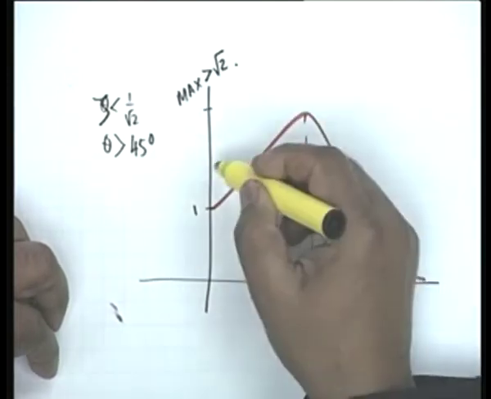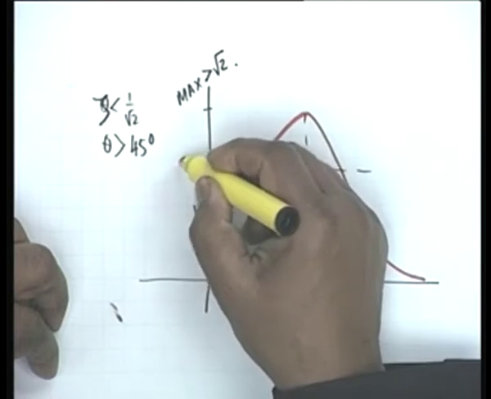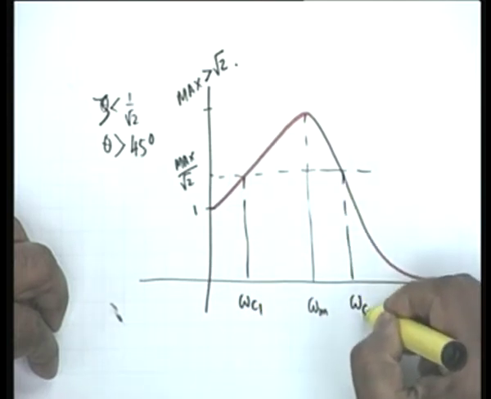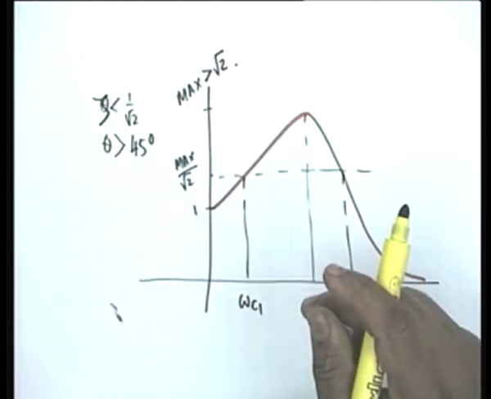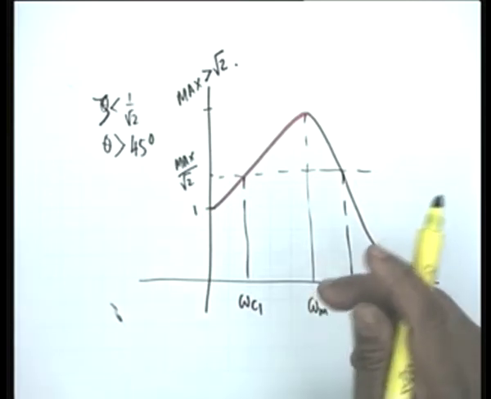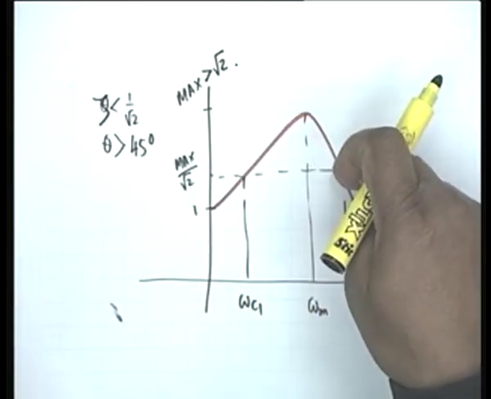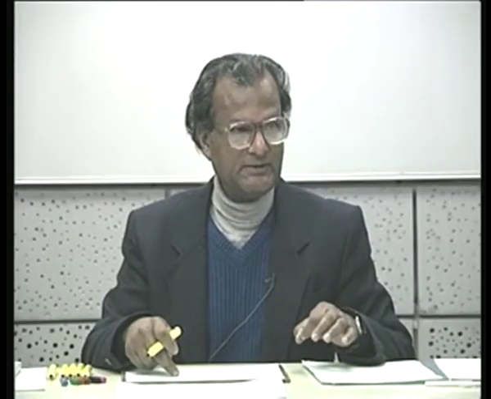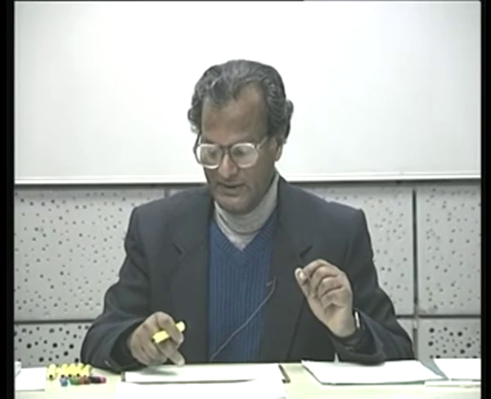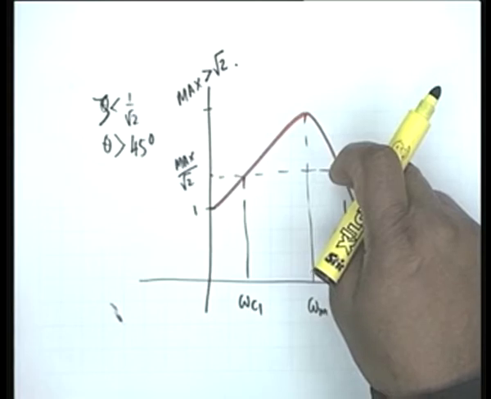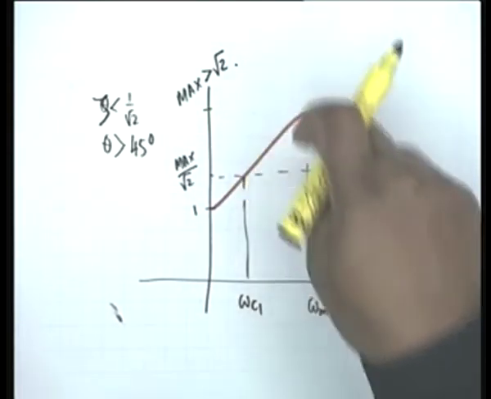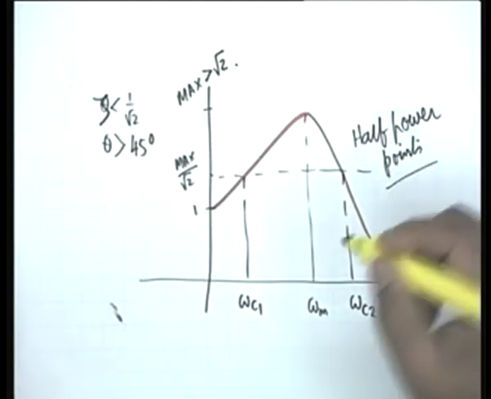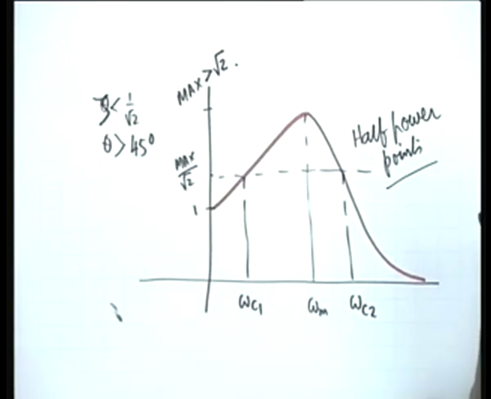and since the maximum is greater than root 2, 1 by root 2 of the maximum shall now occur at two frequencies. Let us call them omega c1 and omega c2. These are the frequencies at which the magnitude response is 3 decibels down from the maximum value. The maximum is taken as 0 dB, then these correspond to minus 3 dB. Or in terms of power, if this voltage appears across a 1 ohm resistor, the power shall be half at these two frequencies as compared to the power at the maximum. So these are also called half power points, as you know. And it is of interest to find out what these half power points are.